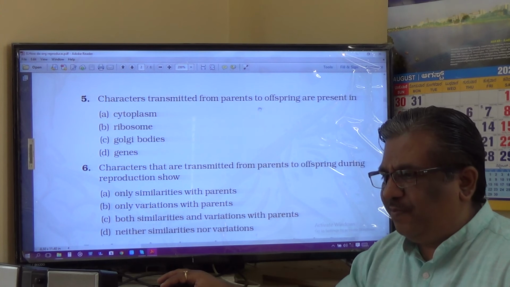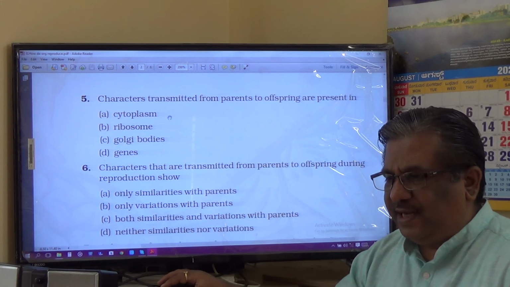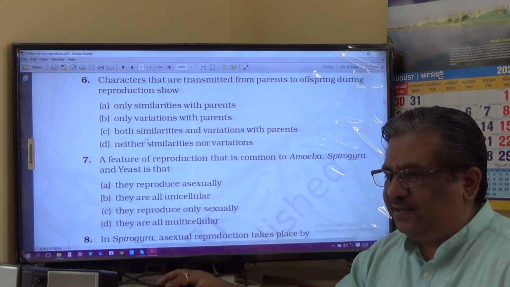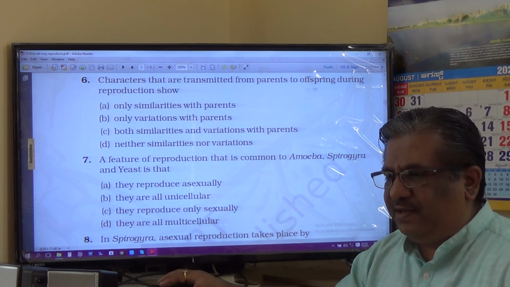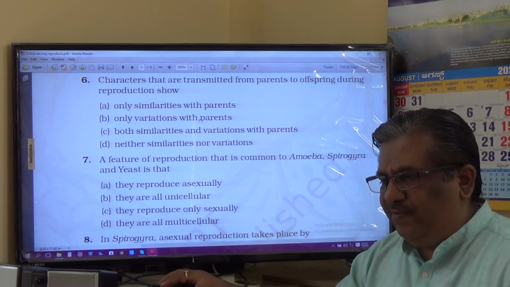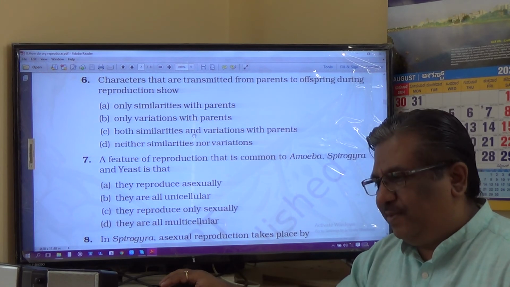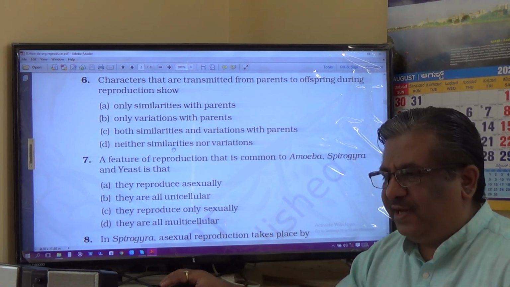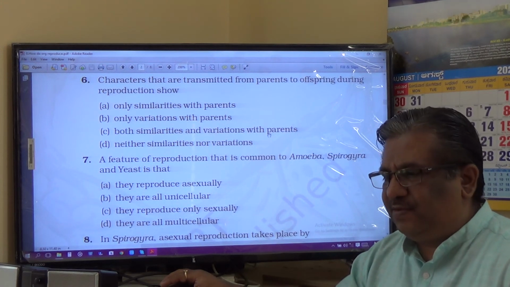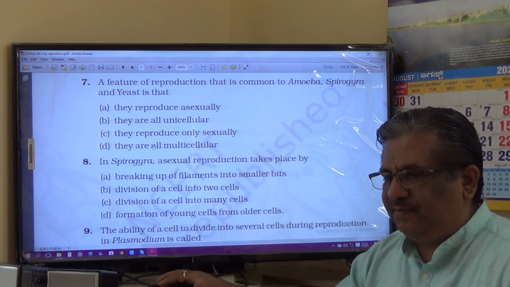Characters transmitted from parents to offspring are present in cytoplasm, ribosome, Golgi bodies, genes. D, genes. Characters that are transmitted from parents to offspring during reproduction show only similarities with parents, only variations with parents, both similarities and variations with parents, neither similarities nor variations. Both similarities and variations with parents. C is the answer for that.